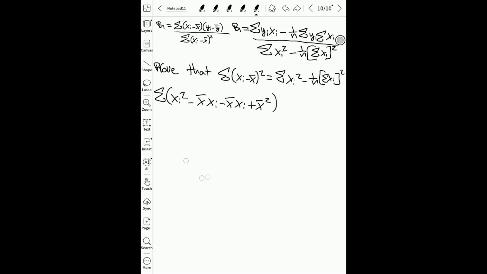And we're going to go ahead and distribute that sum. So we get the sum of xi squared minus x bar sum of xi minus x bar sum of xi plus, and this is a constant, so n times x bar squared. And we'll just combine some terms here. So sum of xi squared minus 2 x bar sum of xi plus n times x bar squared.